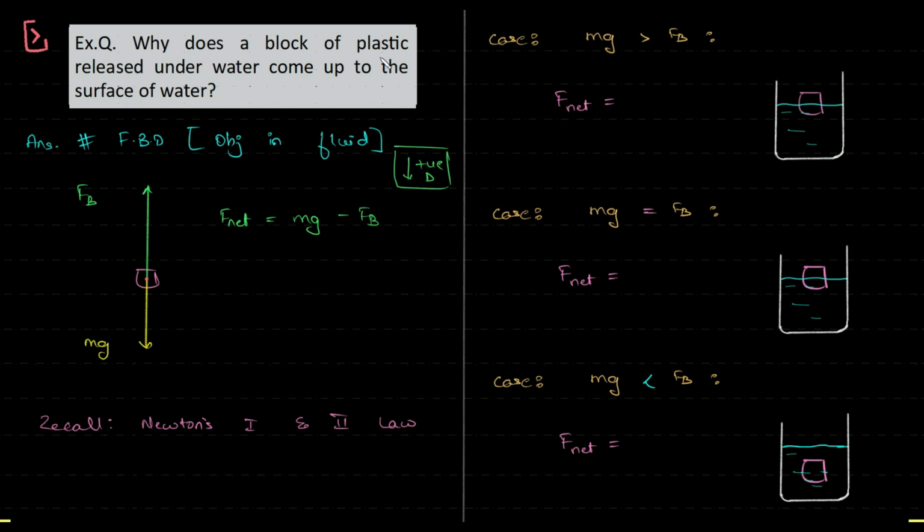Why does a block of plastic released under water come up to the surface of the water? So this is a simple straightforward question, but let me explain the answer in a bit more technical way. First, we'll begin with a free body diagram of the object in fluid.